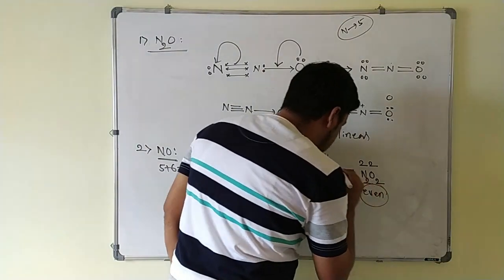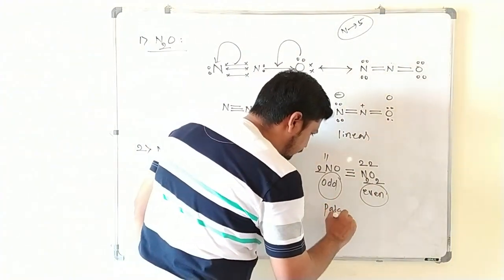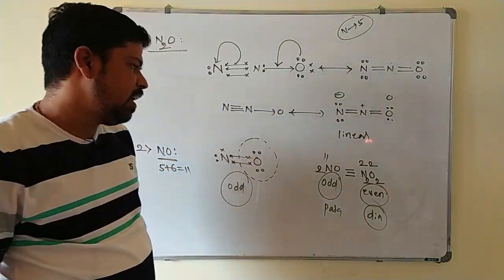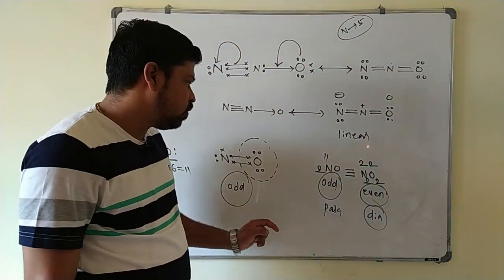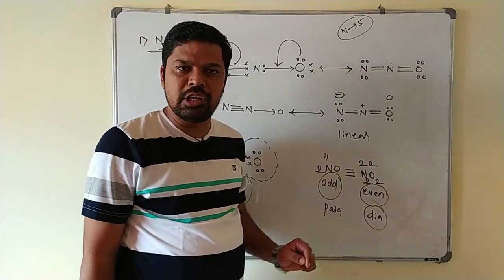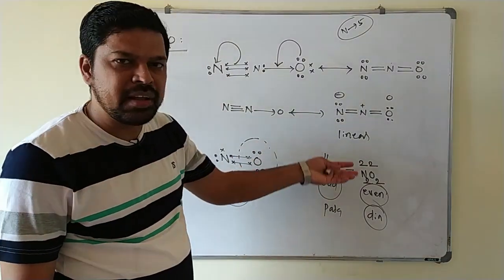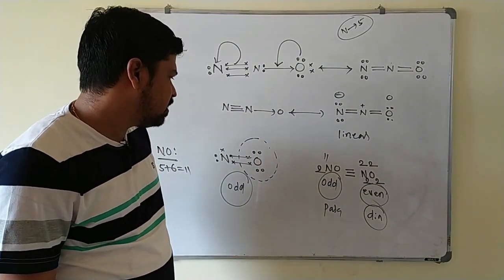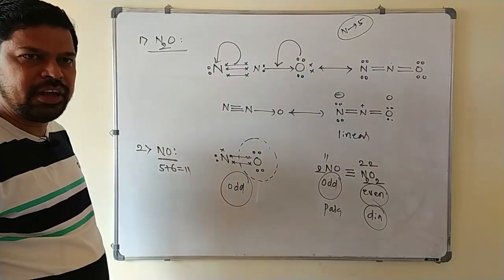Since NO has an odd number of electrons, it is paramagnetic. Now N2O2 becomes diamagnetic in nature. That's why NO, being an odd electron molecule, is unstable and undergoes dimerization to form stable N2O2 with an even number of electrons. Okay, this is the structure of NO.